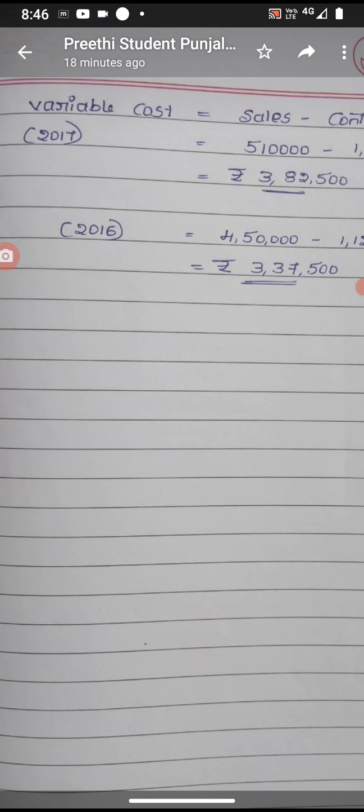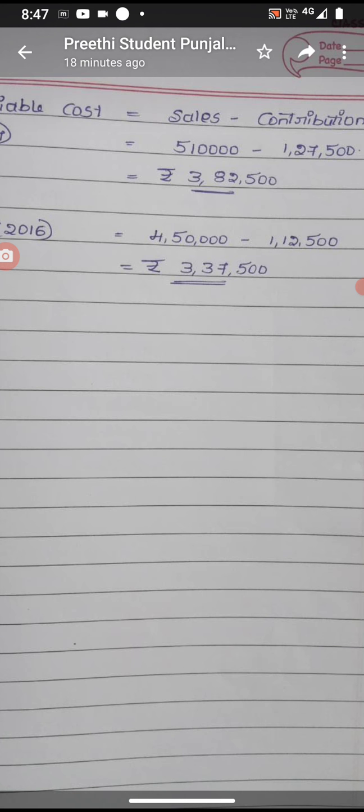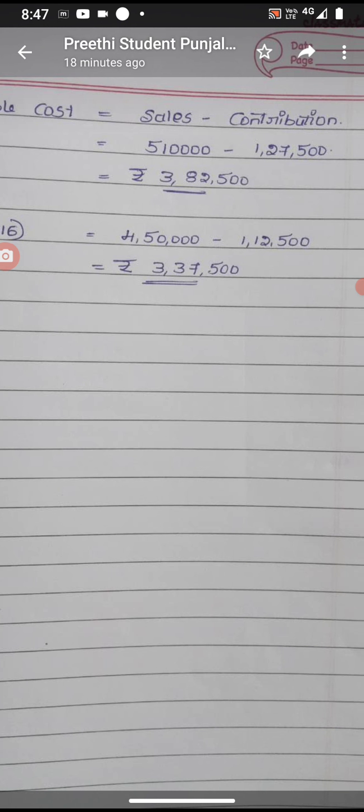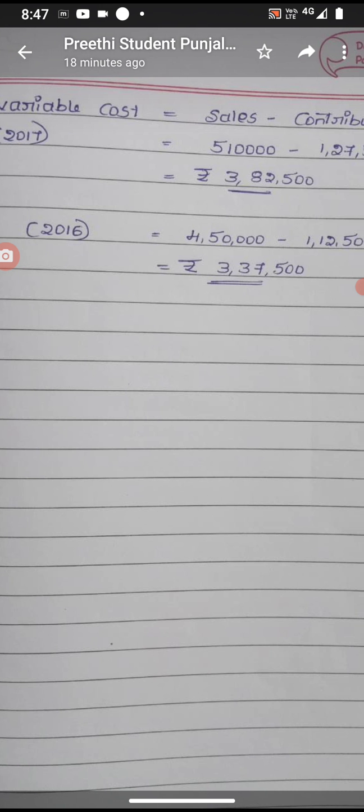So similarly variable cost of 2016 is 4,50,000 minus 1,12,500. So you get a variable cost of 3,37,500. So this way we will calculate variable cost.